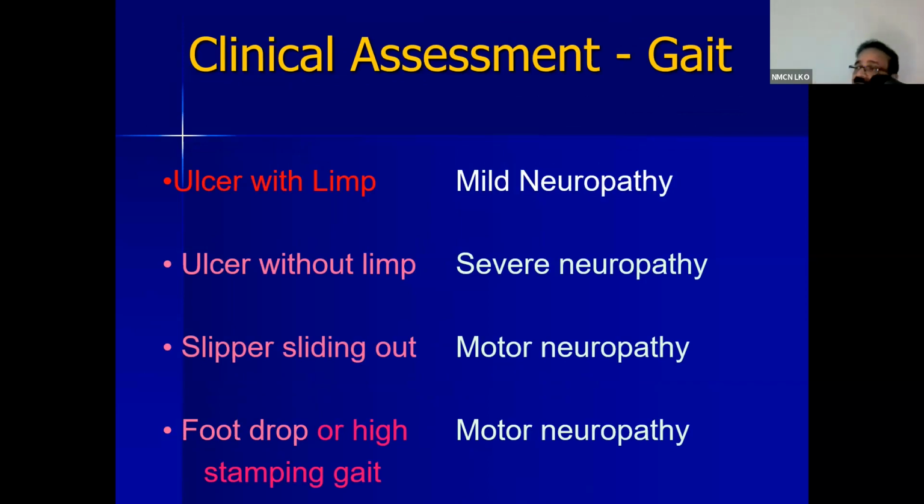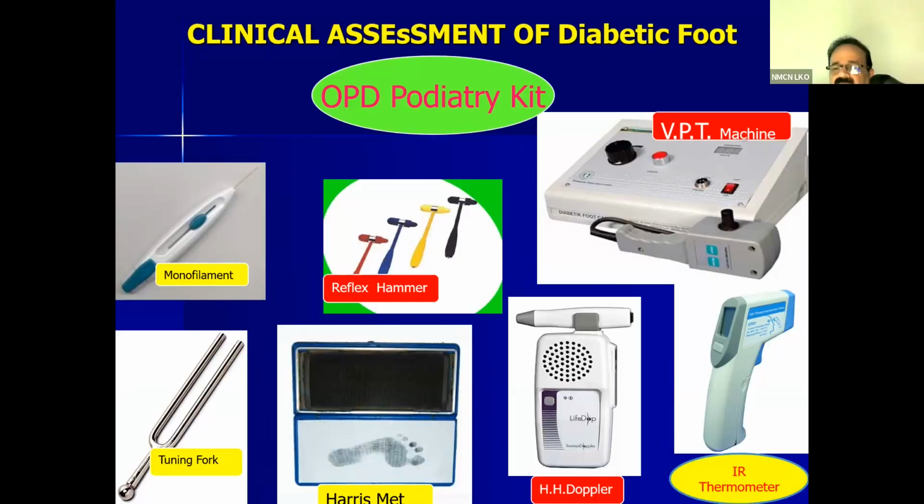Dear friends, as soon as the patient enters your chamber, from the walking of the patient you can come to know what he has, as far as neuropathy is concerned. If he has an ulcer and he's limping, that means he has mild neuropathy. He's feeling pain, that's why he's limping. If he has a big dressing on his feet, but he's moving with ease, that means he has severe peripheral neuropathy and has no sensation at all. And if he's slipping his chappal, unable to wear the chappals, unable to hold the weight, that means he has motor neuropathy, and of course foot drop is a sign of motor neuropathy.